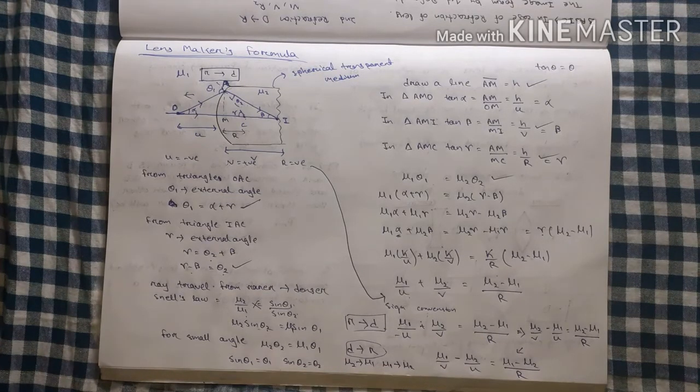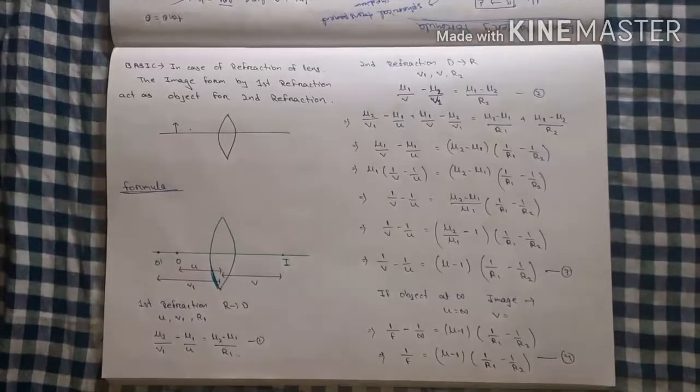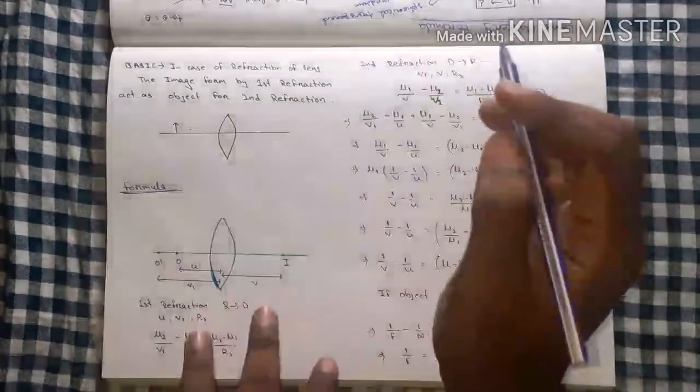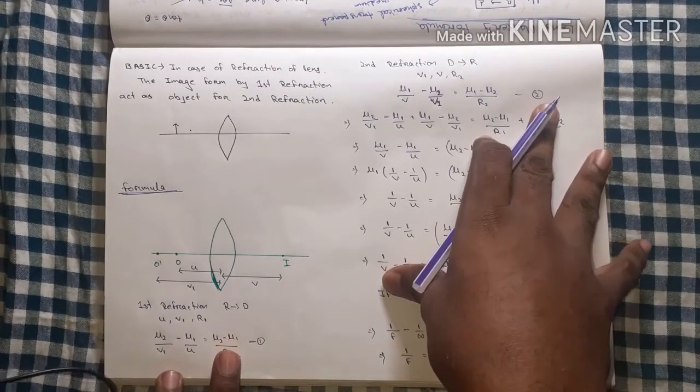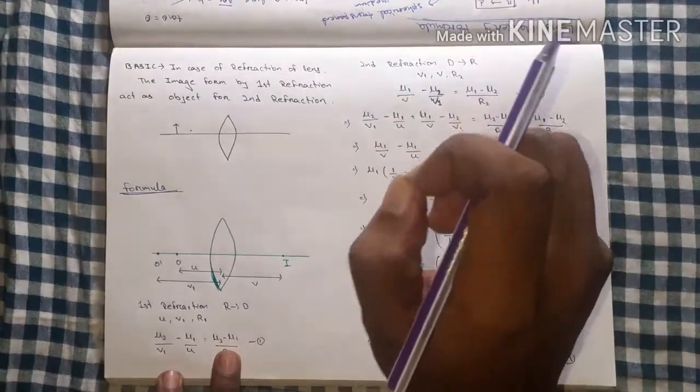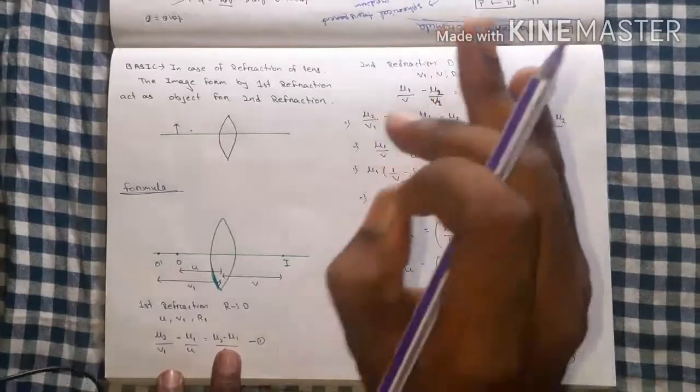Understand? Clear? Okay. Then go for the lens maker formula. Listen. Before going to the lens maker formula, you need a very important basic idea.